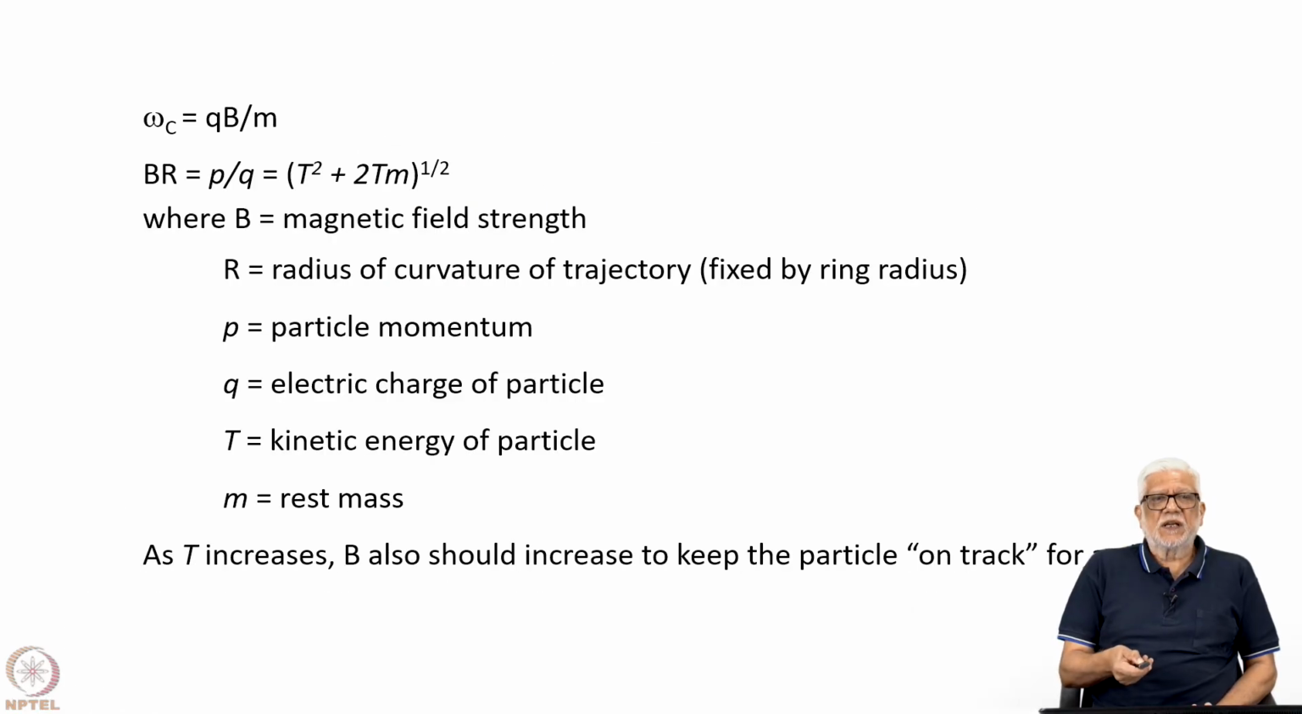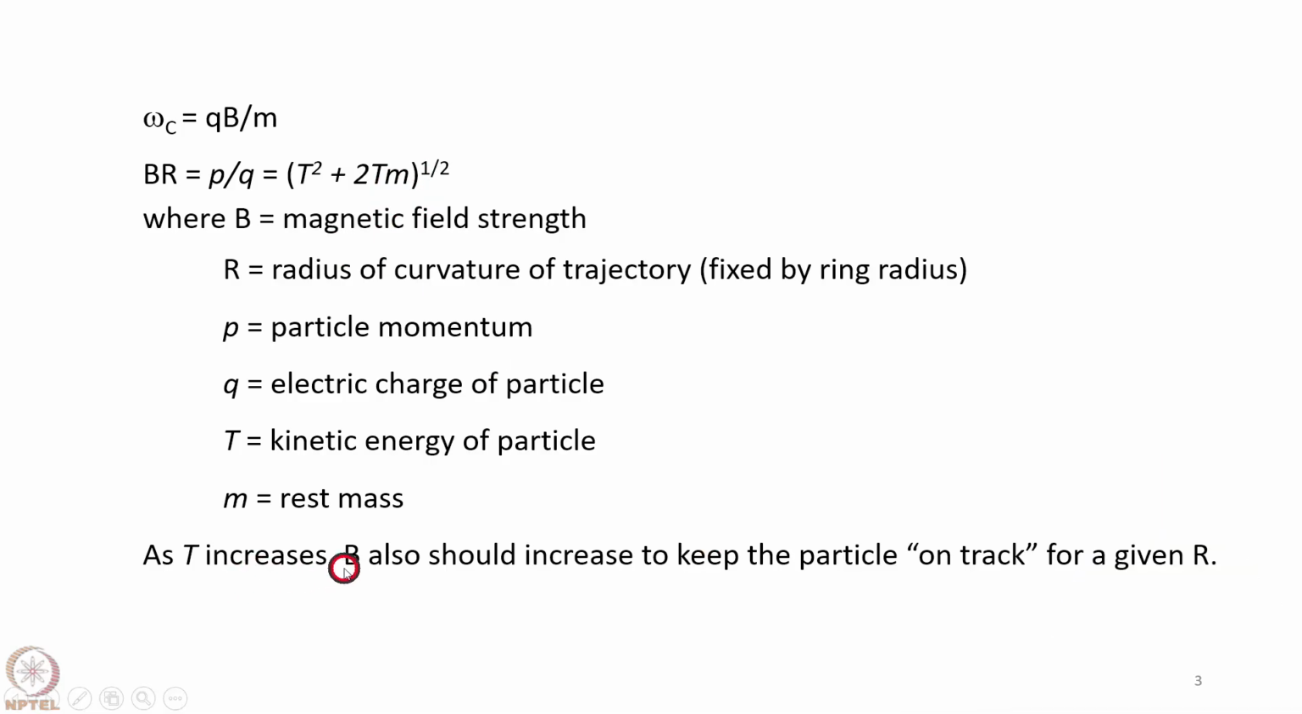These are the various symbols that are used. So B rho is equal to the square root of kinetic energy squared plus 2 times kinetic energy times the mass. There's a c squared missing, so in this c is assumed to be 1. But really, there should be a c squared if you want to balance the units. As T increases, B also should increase to keep the particle in phase or on track for a given r.